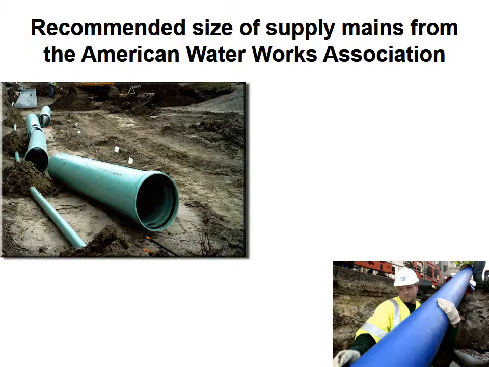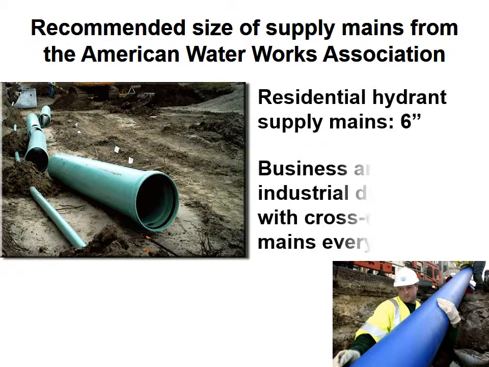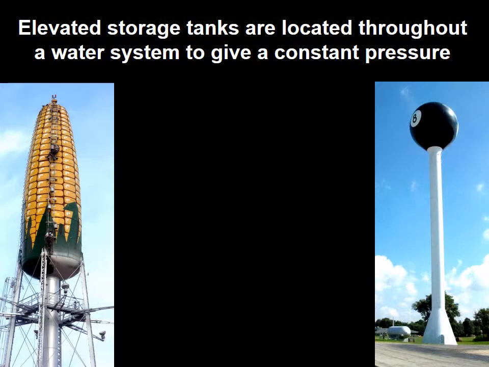Recommended size of supply line from the American Water Works Association: residential hydrants should be supplied with 6-inch mains. Businesses and industrial districts, 8-inch with cross-connecting mains every 600 feet, and a 12-inch main should be on principal streets and in long mains.